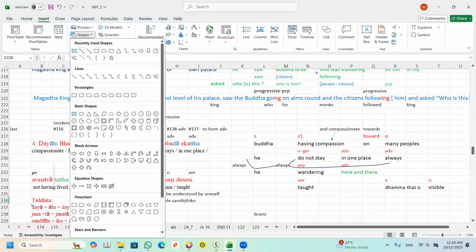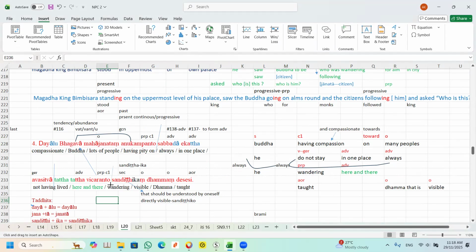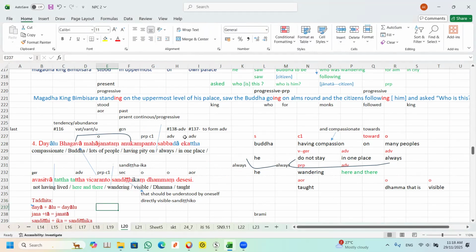The second line. This is the second line. Can you see that? Okay, second line, look for another verb. The last verb is this one. This is taught. So he taught the Dhamma. This is the object. Can you see this and this are the same case?